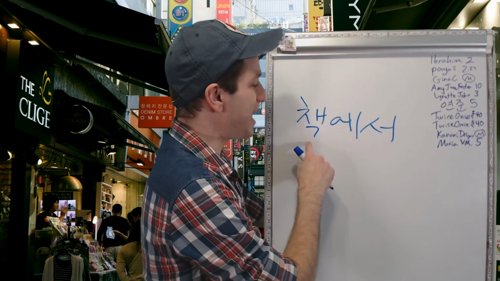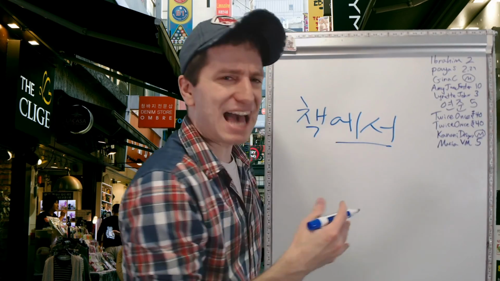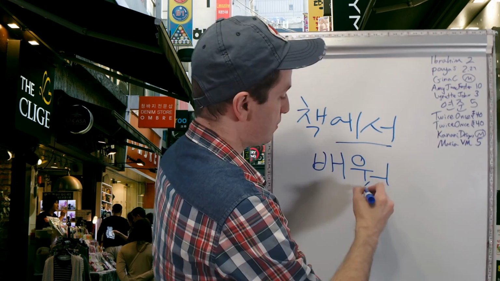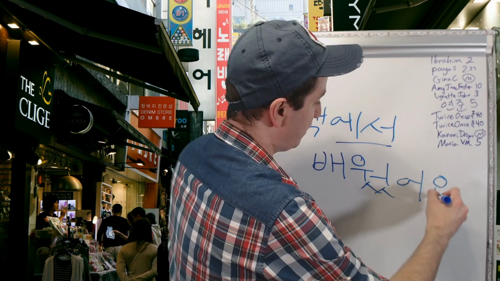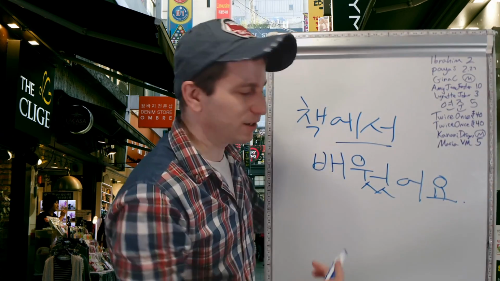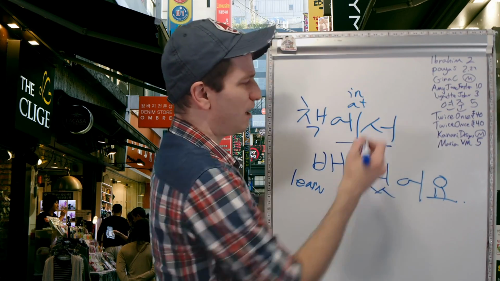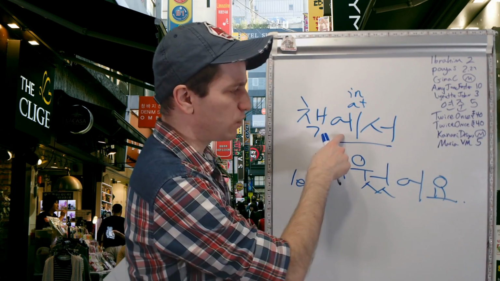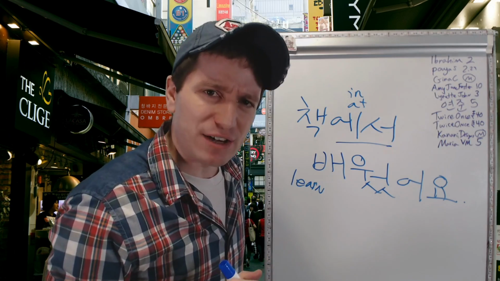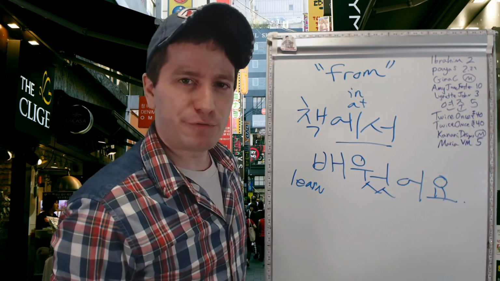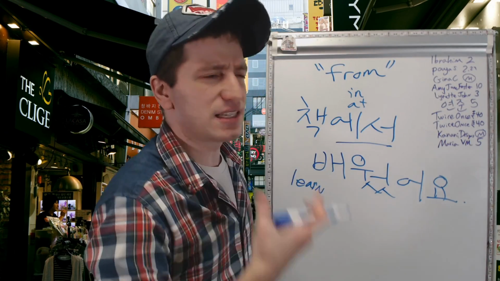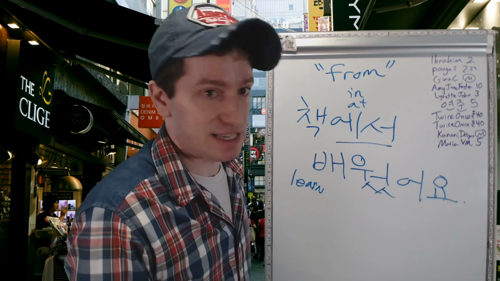Next example. 책에서. So something's happening at a book. What could happen at a book? So 배웠어요. I learned it. Or 배워요. I learn. 책에서 배웠어요. I learned it in or at a book. So the book is the location where something takes place. I can think of a better translation for this. I learned it from a book. The reason is it's just showing the location that something happens at.